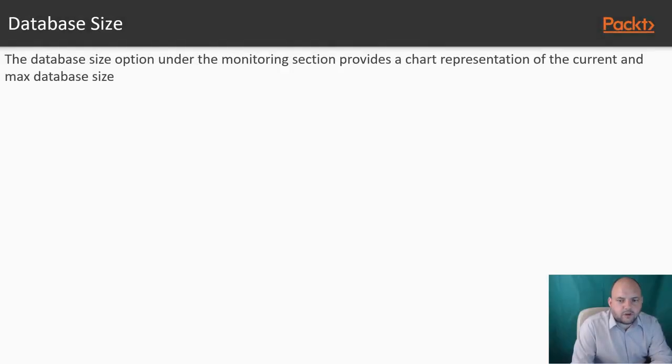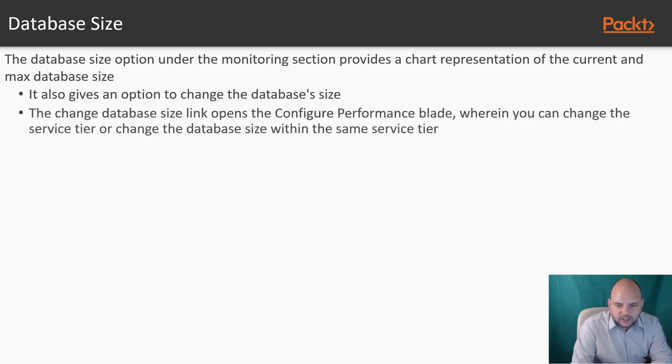The database size option under the monitoring section provides a chart representation of the current and maximum database size. It also gives an option to change the database's size. The Change Database Size link opens the Configure Performance blade where you can change the service tier or change the database size within the same service tier.